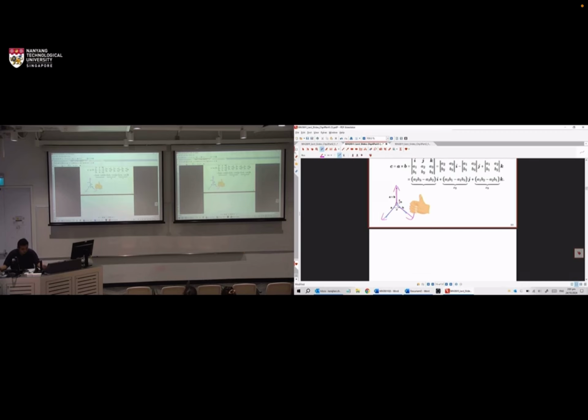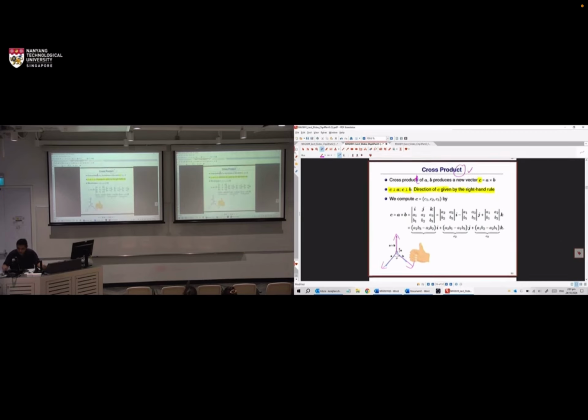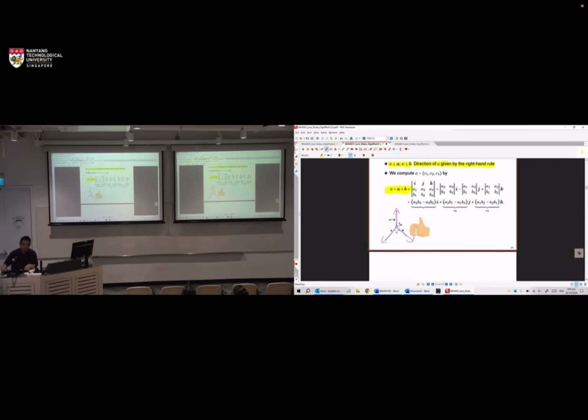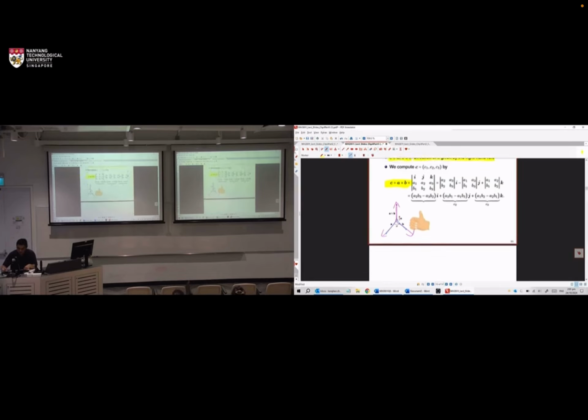So this is the formula for cross product. This one you have to memorize, there is no shortcut. But I can teach you a way to remember. So you can do this.